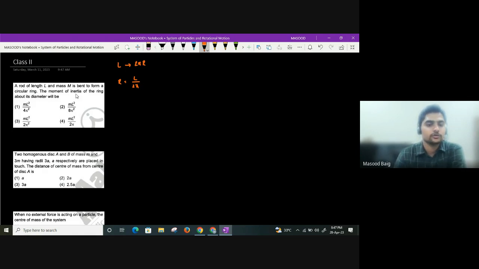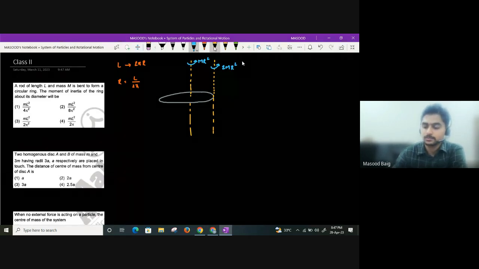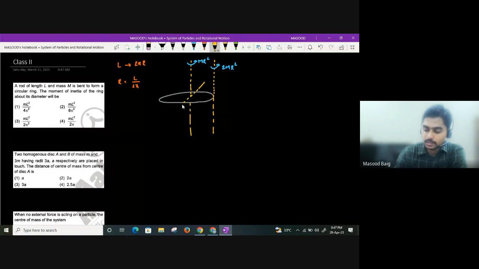Now they are asking the moment of inertia of the ring about its diameter. If I imagine this is the ring, what is the moment of inertia about an axis passing through the center and perpendicular to the plane? Please do remember, for a ring this will be mr square. What is the moment of inertia about a tangent perpendicular to the plane? If you apply the parallel axis theorem, you will get 2mr square. What is the moment of inertia about any diameter? You will get mr square by 2.